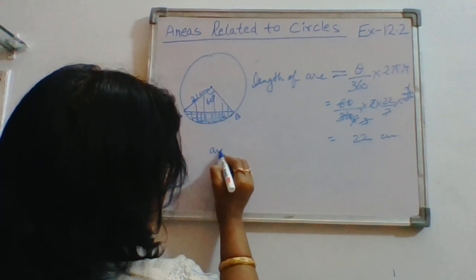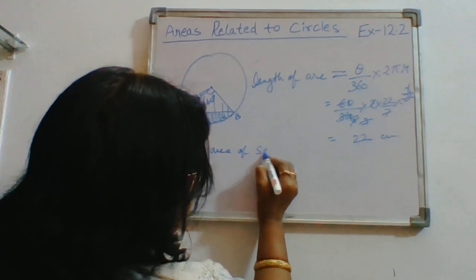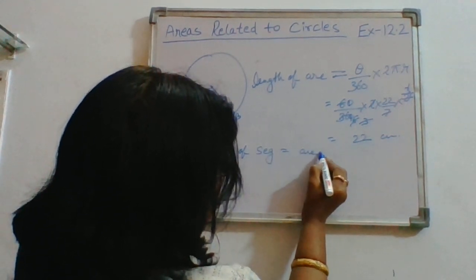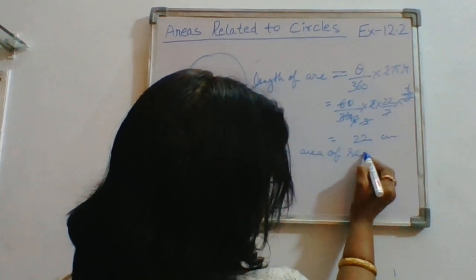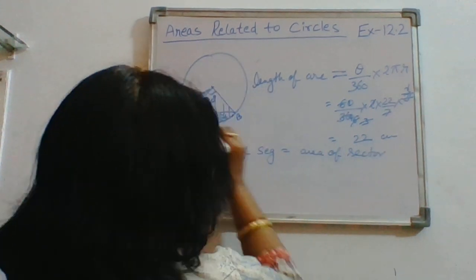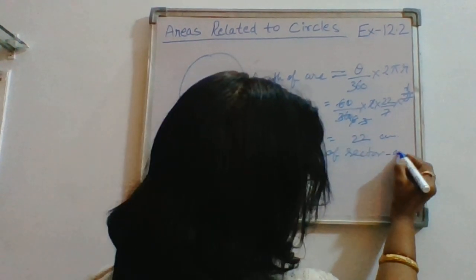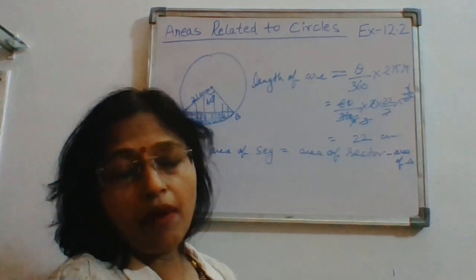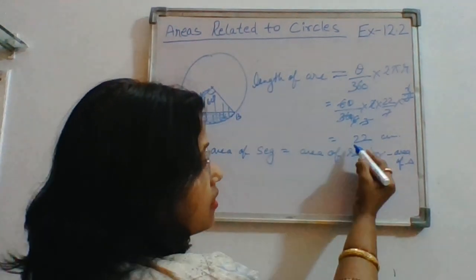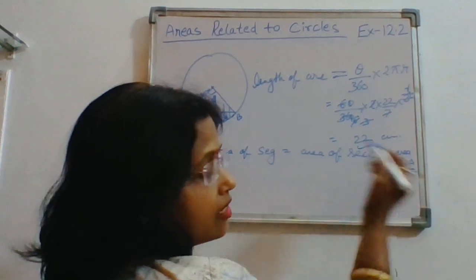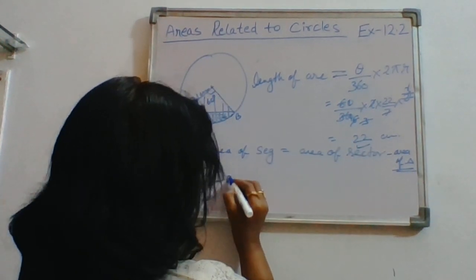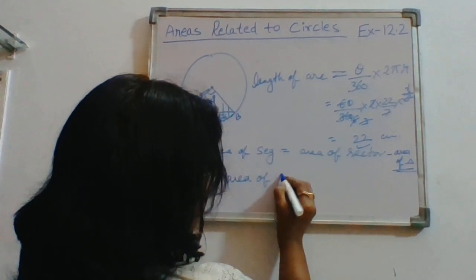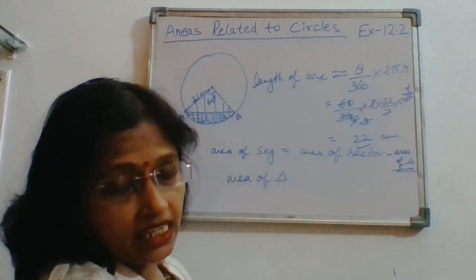So we know that area of segment will be equal to area of sector minus area of triangle. This is your sector. In the second part you have already calculated the area of the sector. Now only the area of the triangle is left. And we know which kind of triangle it will be when the central angle is 60°.